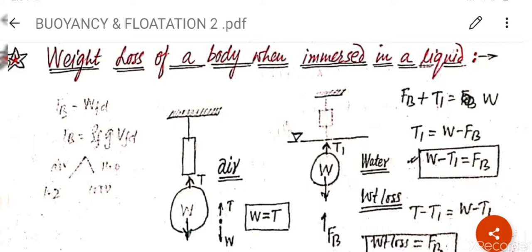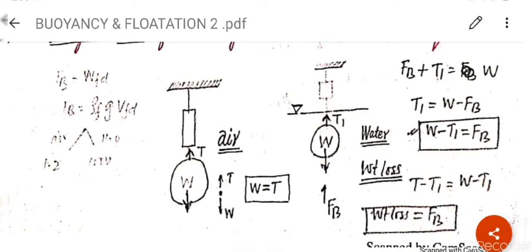So see the first diagram. Here weighing balance is showing reading or tension T, and weight of the body is acting in downward direction. So T is in upward direction, that is the tension. W is the weight which is acting in downward direction. So in this case W is equal to T. Meaning whatever the weight of the body, that much tension will come upward. But in the next case and next diagram, same body, same weighing balance, everything same, but the body is in the water.